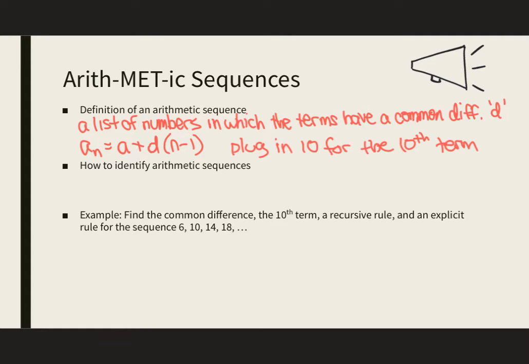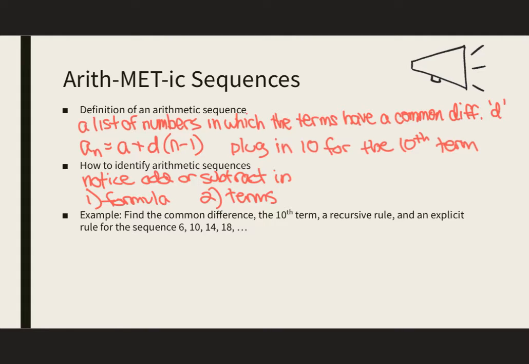Now, there are really two main ways to identify arithmetic sequences. One is just by looking at the formula, and if there's addition or subtraction going on, that's hinting that it's an arithmetic sequence. And then the other one is just looking at the terms, noticing that we're adding or subtracting a number. And that's all you need to know for arithmetic sequences.